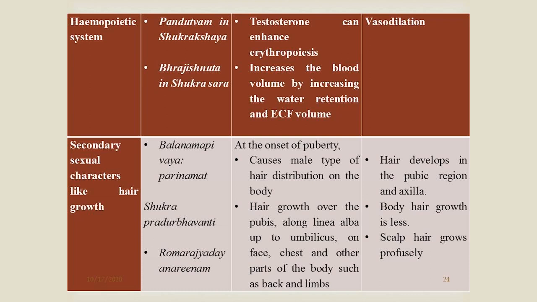Secondary sexual characters like hair growth. It is said that the Shukra will be manifested in the Balanam Abhibaiha Parinamat. So during the adolescent period only it will be manifested. Here the sex hormone function also increases at the onset of puberty. And Roma Raja Deha Narinam. Roma: secondary sexual characters like hair development, male type and female type of hair development, can be seen during the puberty state.